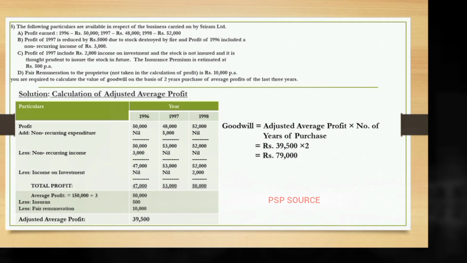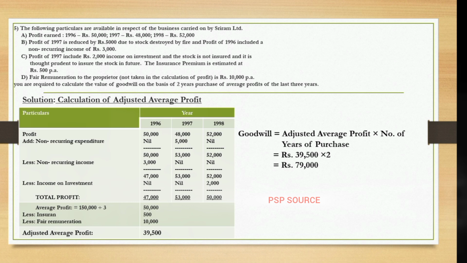So now we have to calculate the average profit for that profit. The average profit we have is 50,000. From average profit we have to deduct future maintenance expenses. Insurance is given as 500 per annum, and the remuneration is also given as 10,000 per annum. So we have to deduct such balance from average profit to get the adjusted average profit. So we have the adjusted average profit of rupees 39,500 and 2 as the number of years of purchase. So if you multiply 39,500 into 2, you will get goodwill of rupees 79,000. Right?